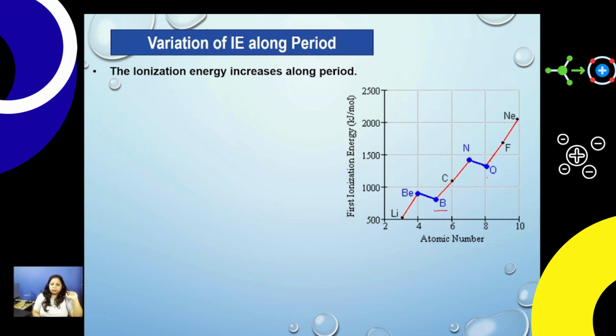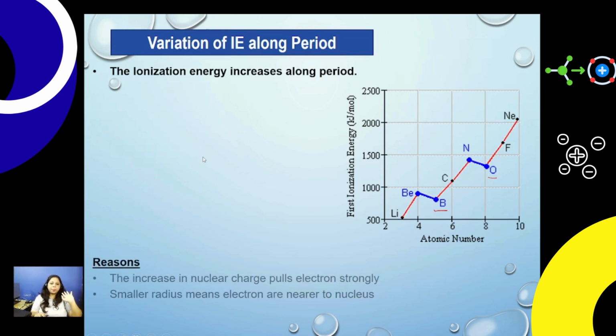There are certain dips. Why are there dips? Because these are the ones with the even number, when we talk about their spins, that's why their energy is lesser. The increase in nuclear charge pulls the electrons strongly, and a smaller radius means electrons are nearer to the nucleus, so they have more attraction and are difficult to remove. The shielding effect does not increase, meaning the number of inner shells remains the same, so it has no effect here. While we move down the group, definitely these things are going to change.